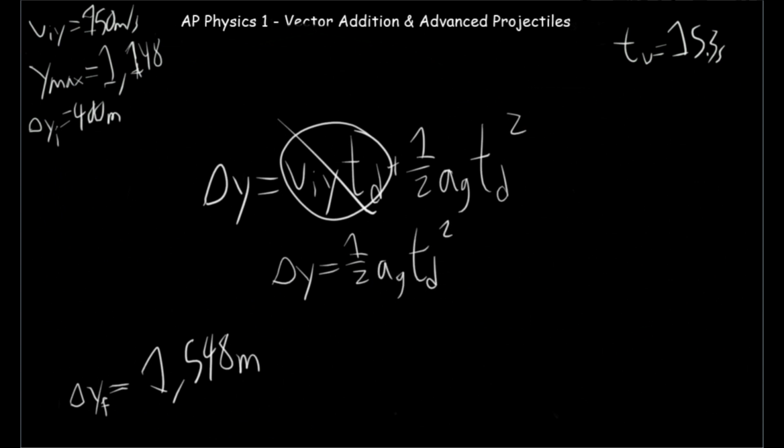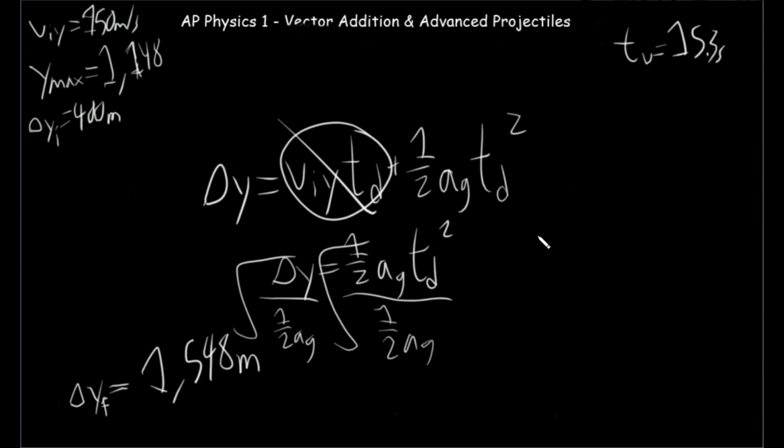And now we have to isolate TD because we need to solve for that. So we can just divide everything here, plug it into here, square root both sides. You would end up with this. And you could just plug in the numbers at that point. Oh, delta y final, for those of you that were wondering.